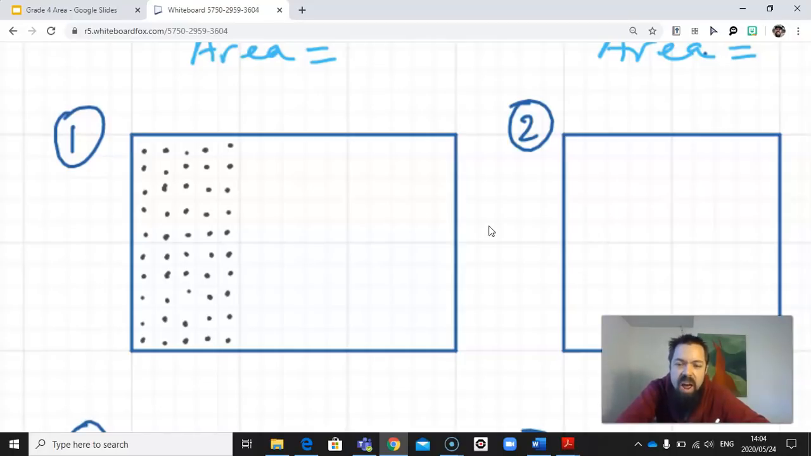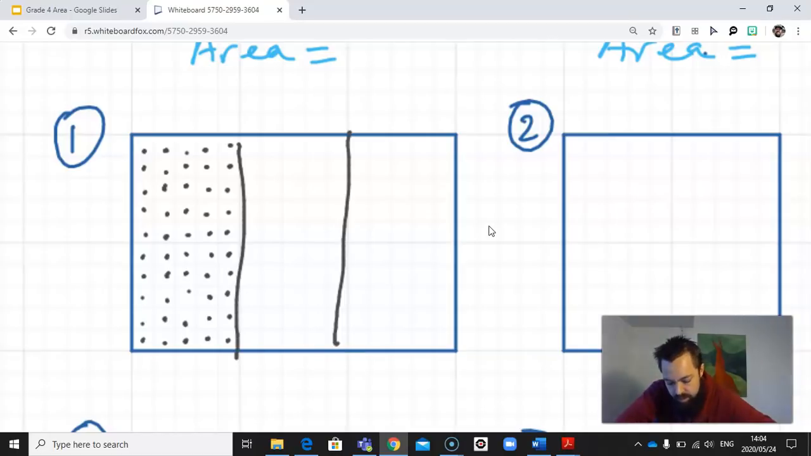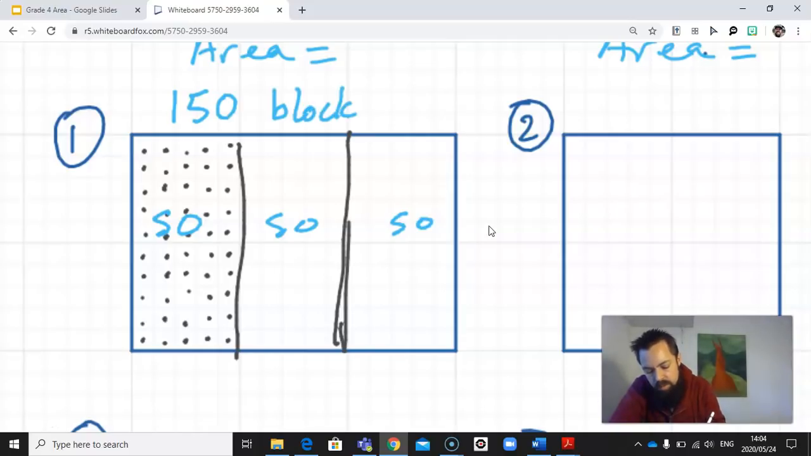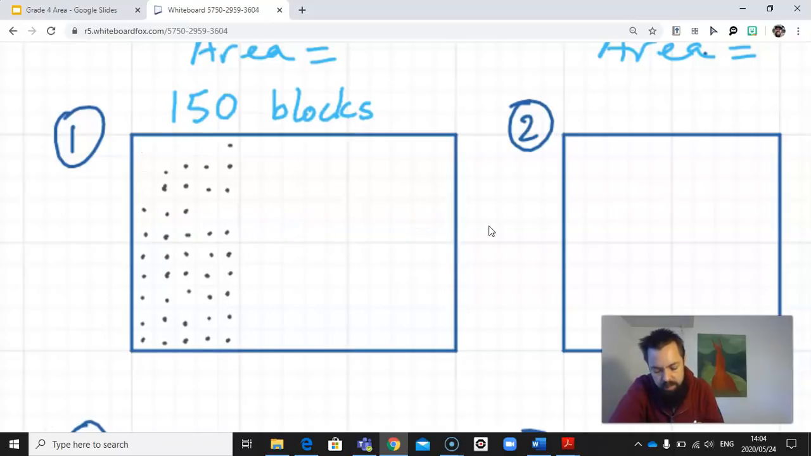And this is going to take forever. But I can see, actually, that this shape that I've counted where there were 50, there's another space in the middle that would also have 50, and another space at the end that would also have 50. So instead of counting it all over again, I'm going to say, well, if this one is 50, then this one's 50, and this one's 50. So my area is 150 small blocks. Oh, it would have taken forever to count all of those.